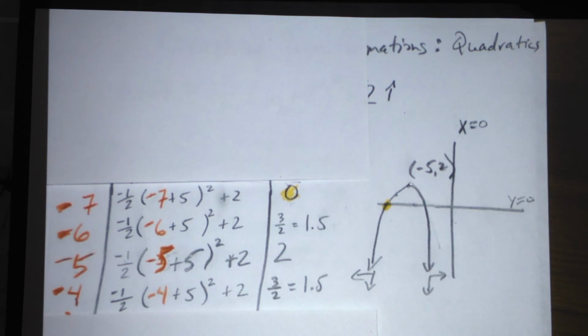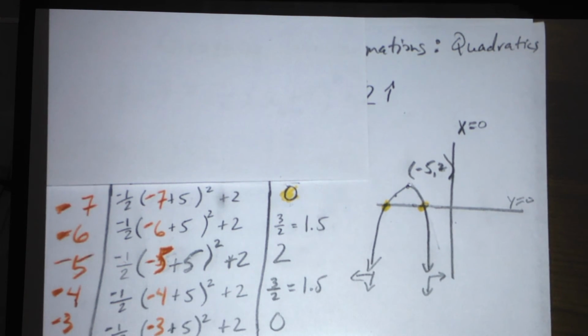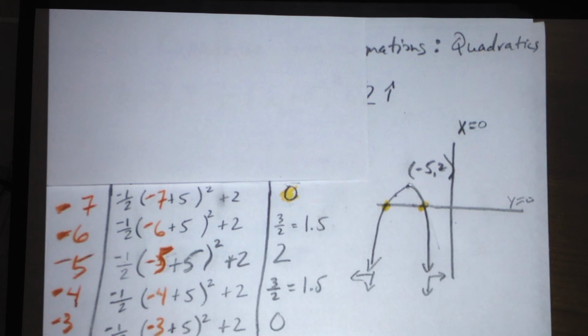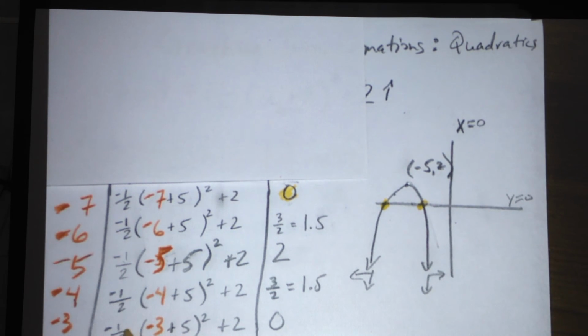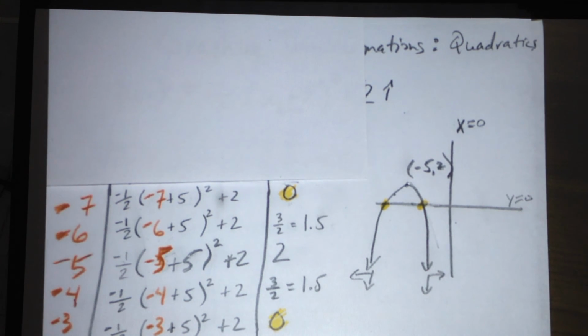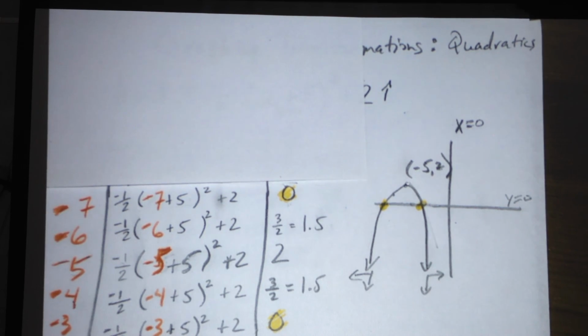And we get the same thing at x equal -3, because again, we have symmetry. So this is right 2 units from negative 5. And negative 3 plus 5 is positive 2. Positive 2 squared is 4. 4 times negative 1/2 is negative 2. Negative 2 plus 2 is 0. So this is another root. And finally, we have 2 more examples for you to observe.